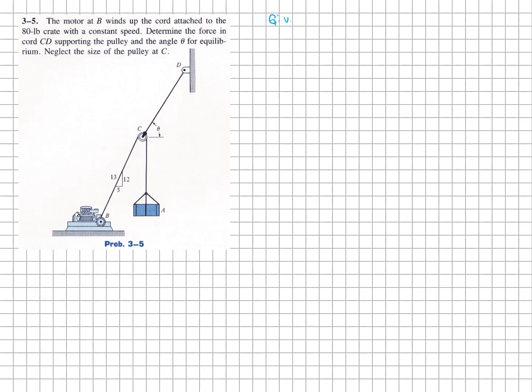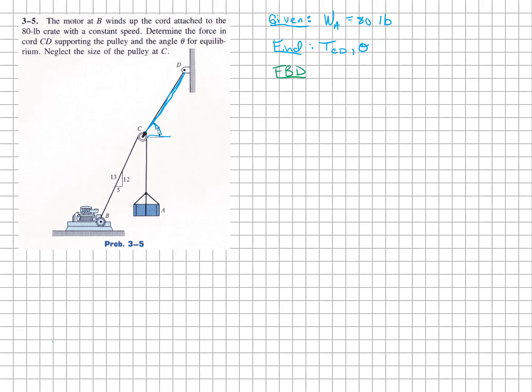So we are given that the weight at A is 80 pounds. We have an 80-pound crate, and we need to find the tension in cable CD, this cable right here, CD, and the angle theta right here to make it be in equilibrium. So the first thing I'm going to do is draw a free body diagram.